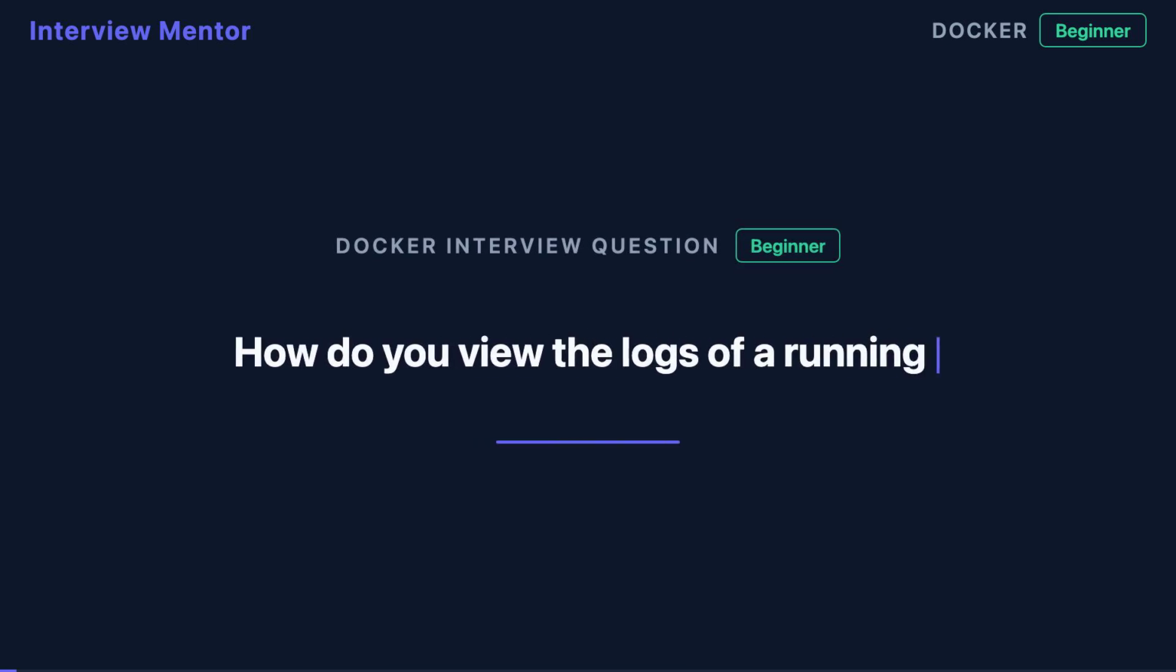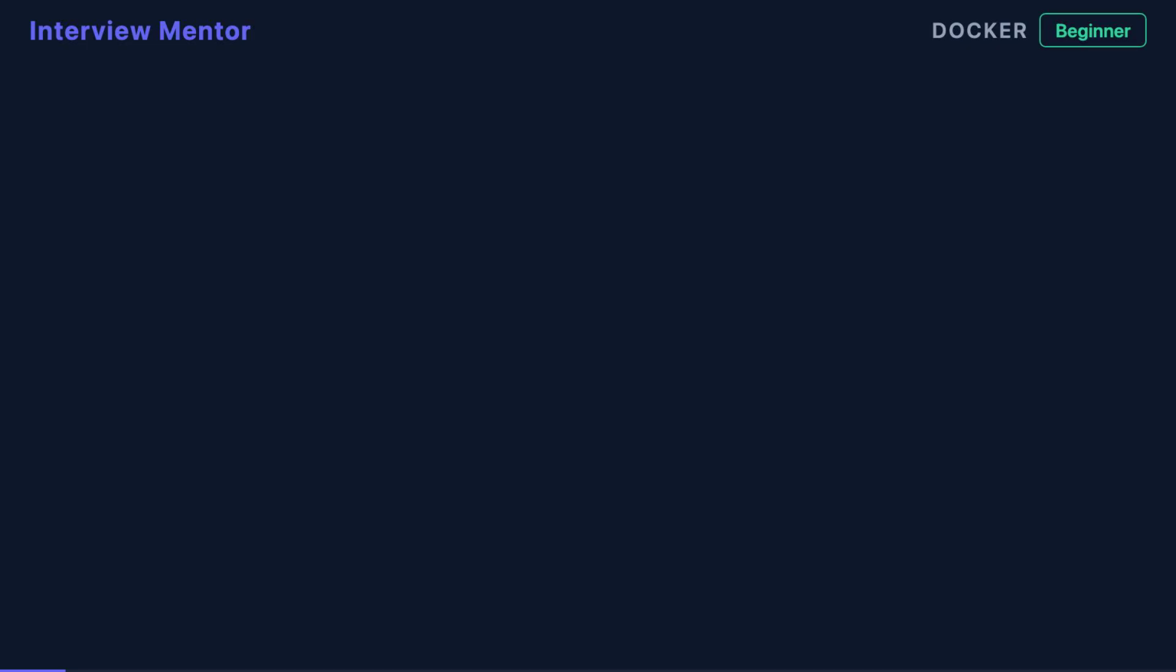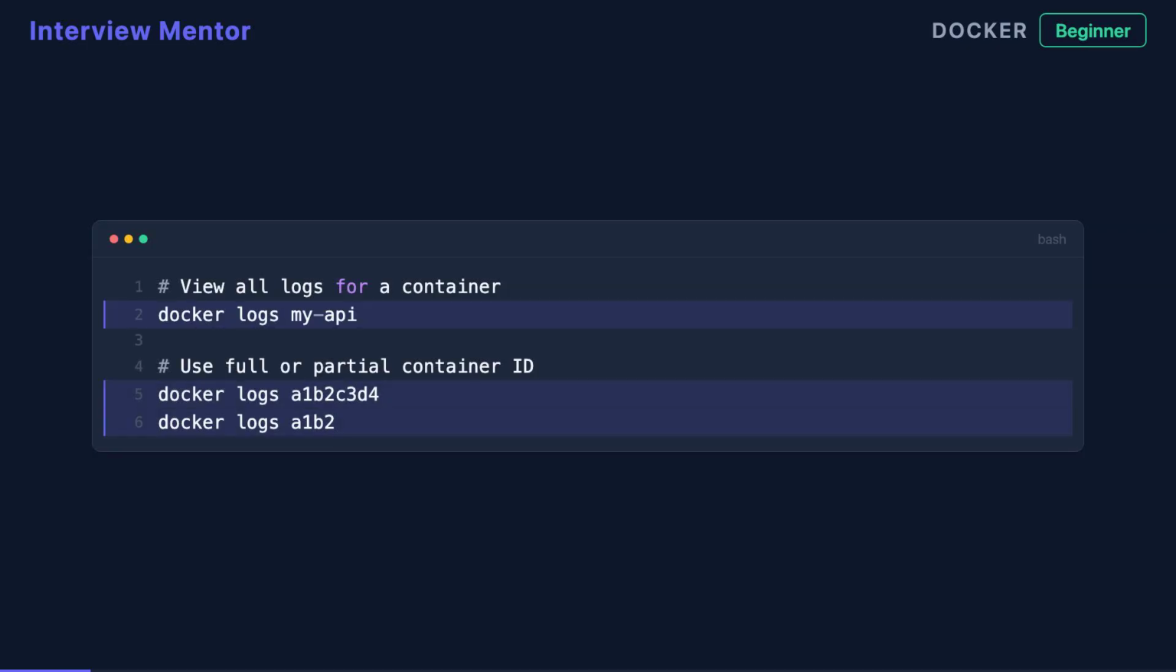Your container is crashing in production. You can't see inside. Let's fix that right now. The primary command is docker logs followed by the container name or ID. Running docker logs myAPI prints all output that container has produced since it started.